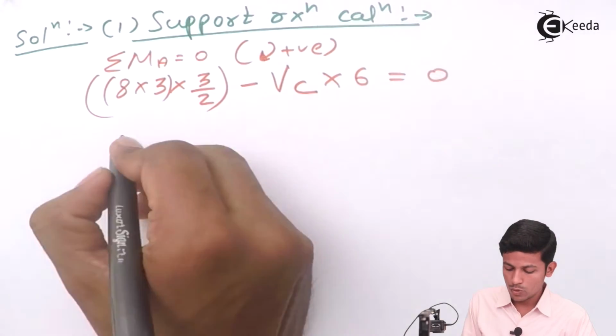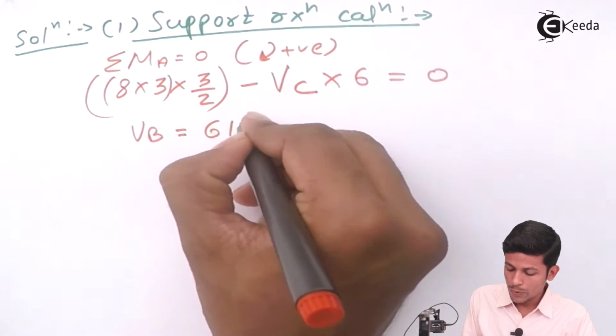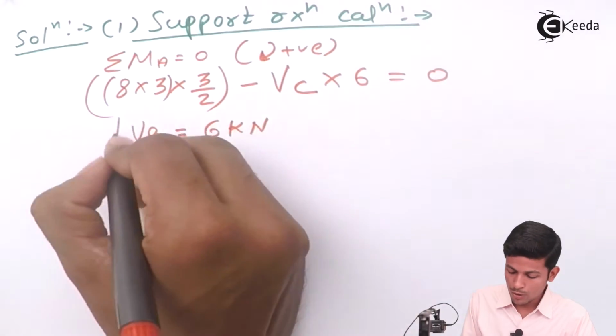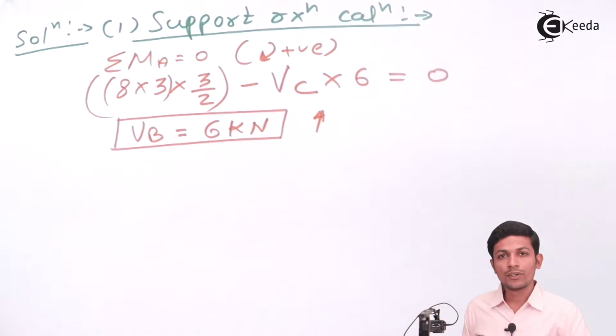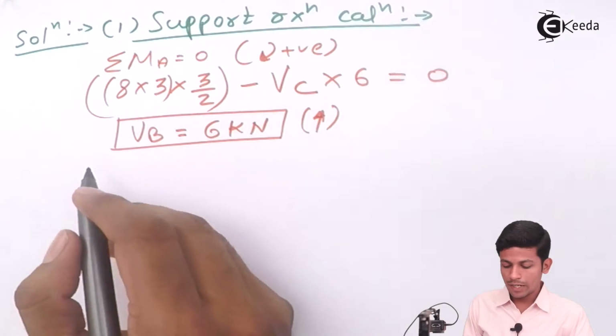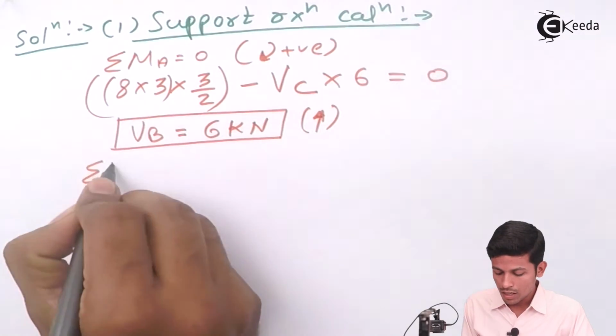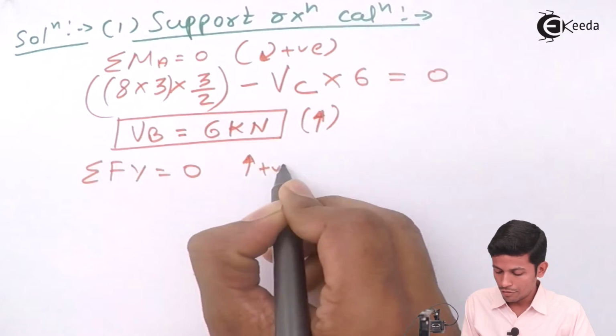While solving this, you get the value of VB, which will be 6 kilonewton. Your VB comes as 6 kilonewton upward. Now see, what is our next step? Our next step is nothing but summation Fy equal to 0, upward positive.